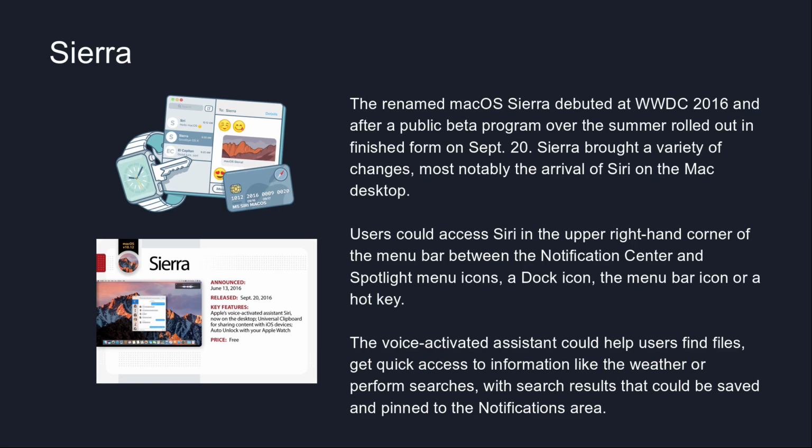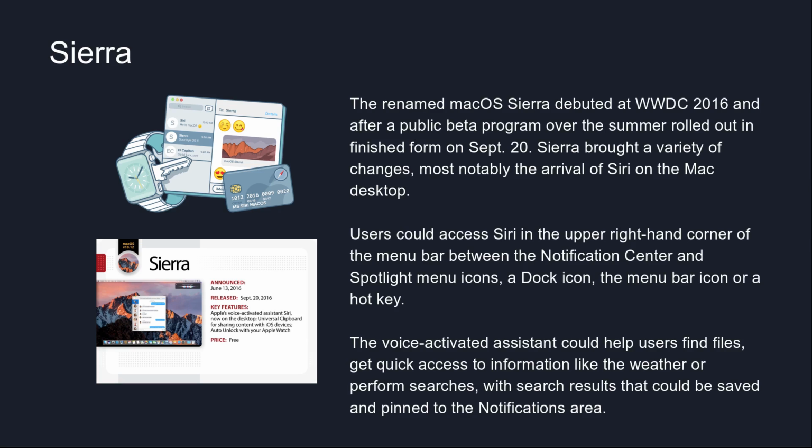A year later at WWDC debuted Sierra, and after a public beta program over the summer rolled out, the final product came on September 20th. It offered a variety of changes, most notably the arrival of Siri on the Mac desktop, which means that users can access Siri in the upper right corner of the menu bar between the notification center and Spotlight menu icons, a dock icon, the menu bar icon, or a hotkey.